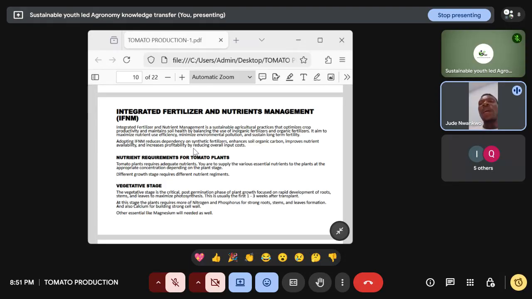So let's look at nutrient requirements for tomato plants. The time is already up, but let's look at nutrient requirements for tomato plants. Like I said, we are stopping here for tonight.